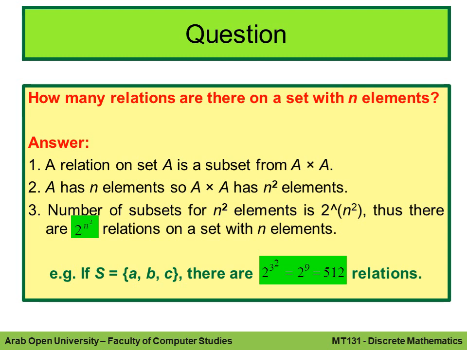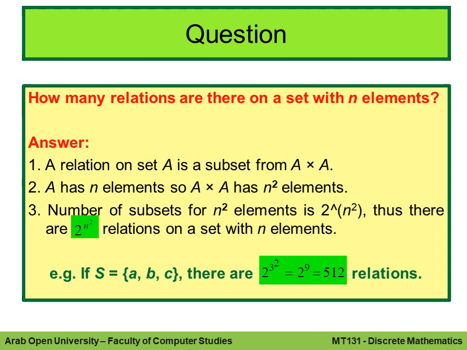Here is a counting problem. How many relations are there on a set with n elements? To answer this, you know a relation on A is just a subset of A times A. How many elements does A times A have? It has n squared elements. We want to count the number of relations, so we count the number of subsets of A times A.